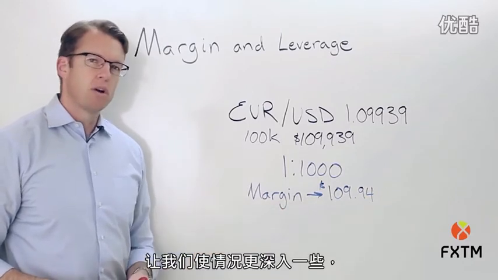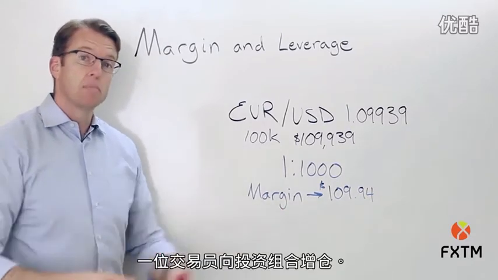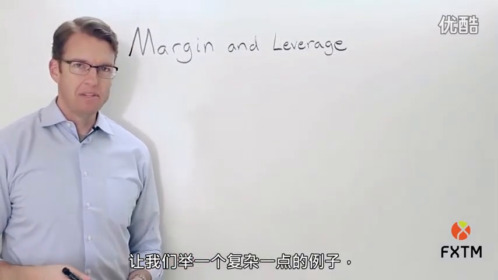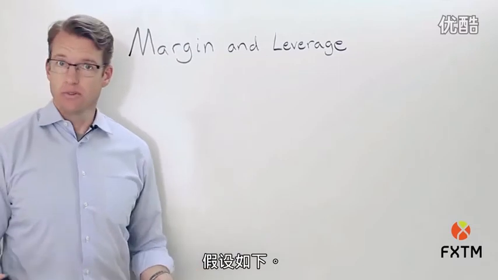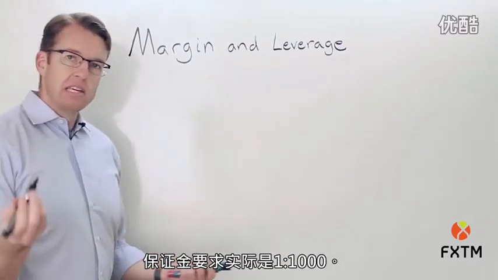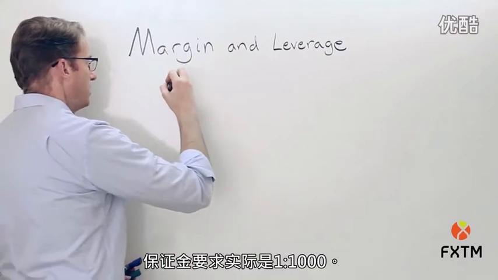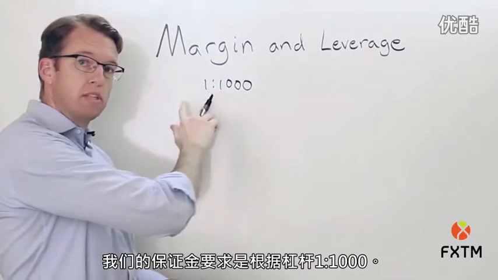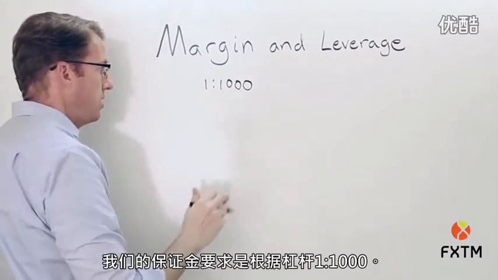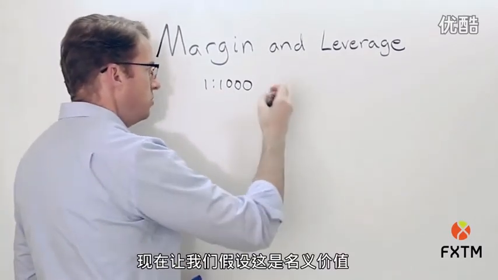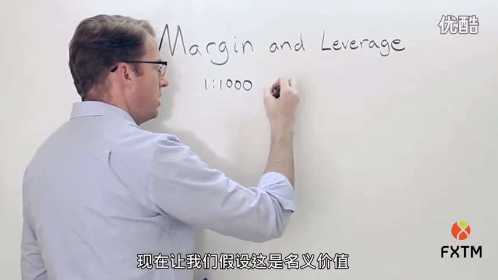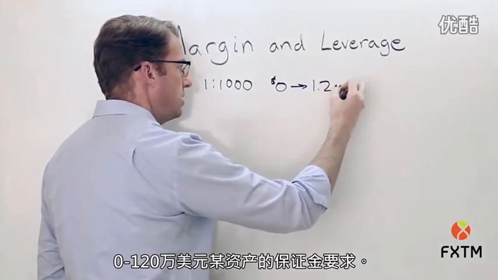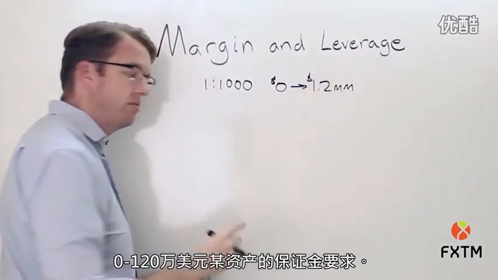Let's make this a little bit more advanced, as a trader is actually adding positions to their portfolio. Let's make this a little bit more complicated, and I'm going to make some assumptions as we do this. Let's say that the margin requirement is in fact based on a leverage ratio of 1 to 1,000, and let's assume that's the margin requirement for anything from $0 up to $1.2 million in notional value.